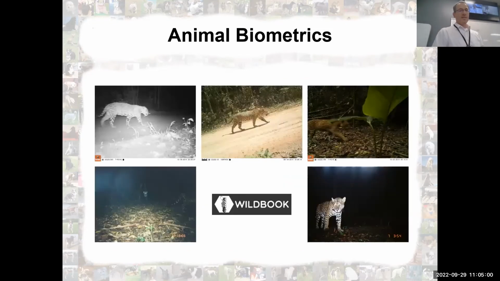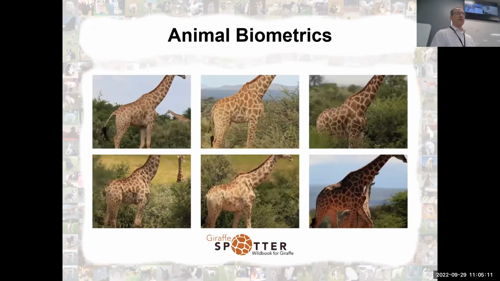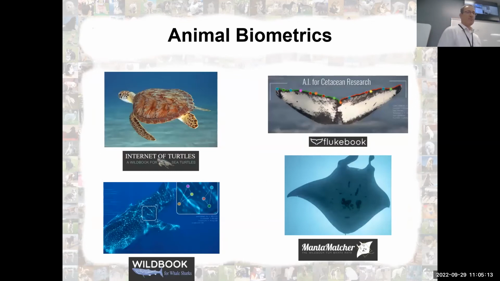So that's the problem. The same problem exists in animal biometrics. This is a project trying to identify jaguars, how many individual jaguars there are, keeping track of giraffes, turtles, whale sharks, manta rays. There's a bunch of animals that have unique patterns that allow you to tell which individual it is, not just that this is a whale shark, but which whale shark. You might observe a whale shark on one side of the ocean and months later observe it on the other side. You can kind of learn from that.